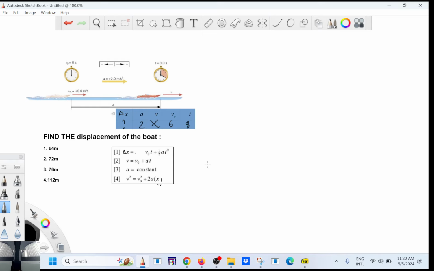Help each other. So which equation will be appropriate here? 1, right? It's easy, right?